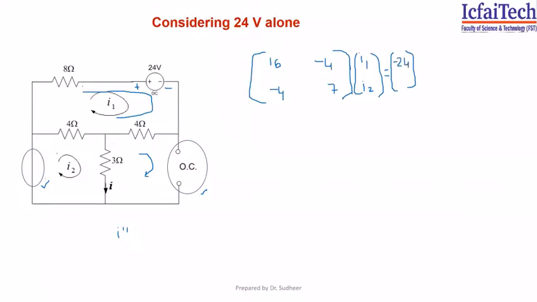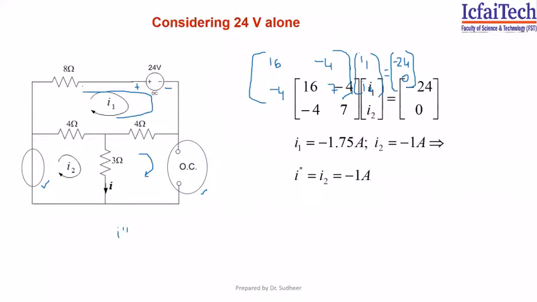And there is no voltage source now because we are replacing the 12 volts voltage source with a short circuit. So therefore it will become 0. Use your calculator, find out I1, I2. Now you got I2 is equal to minus 1 ampere. So I double dash is equal to I2, that is minus 1 ampere.